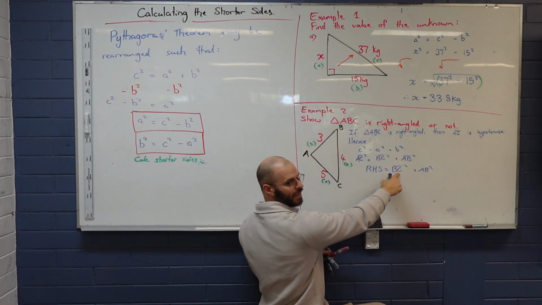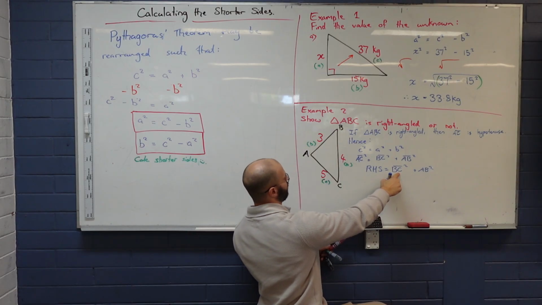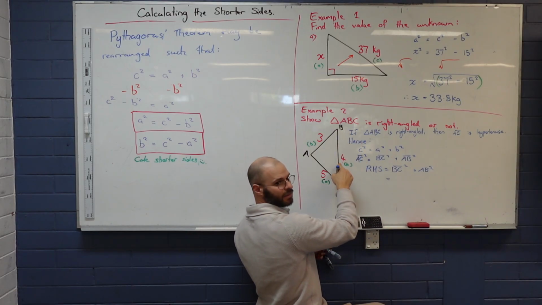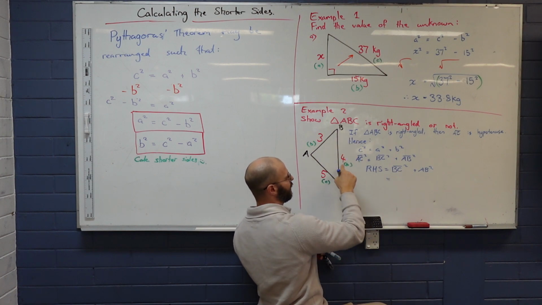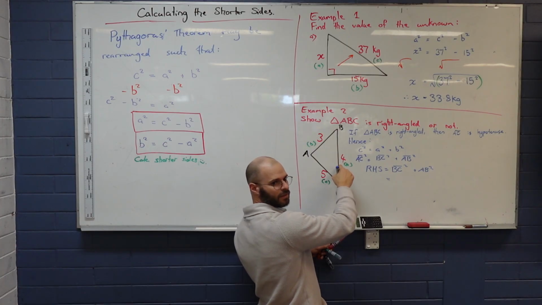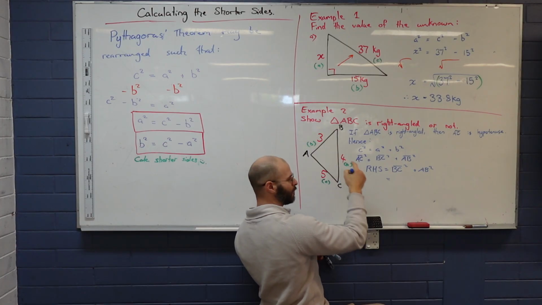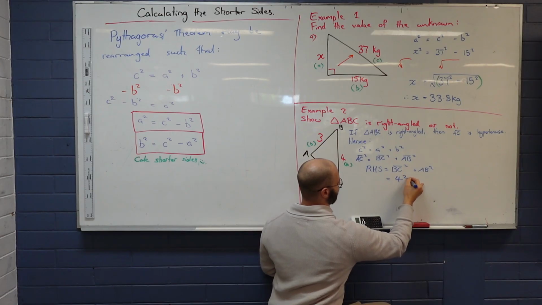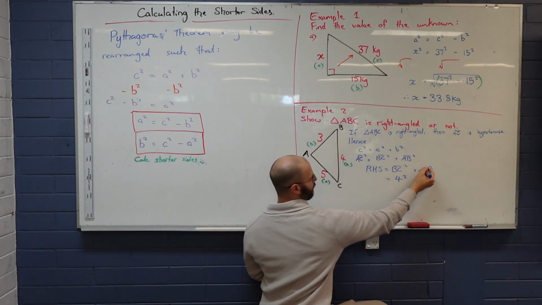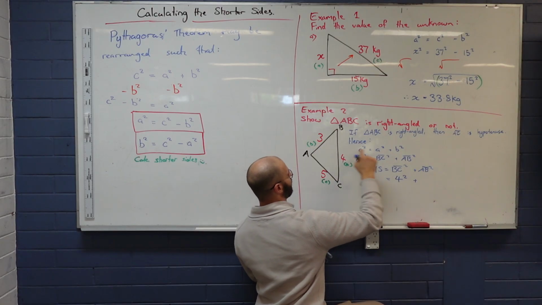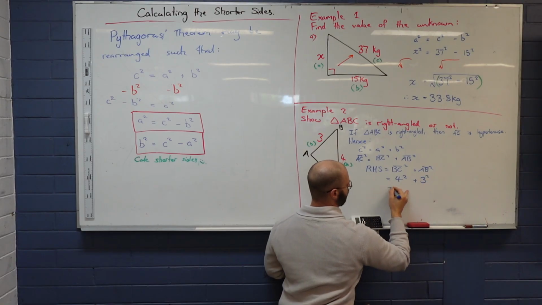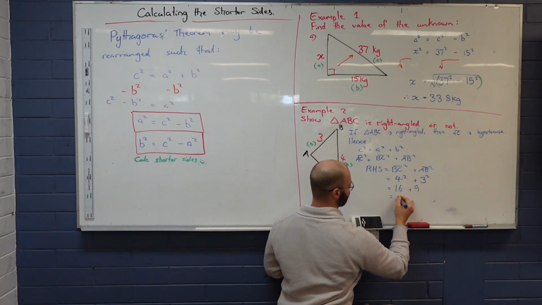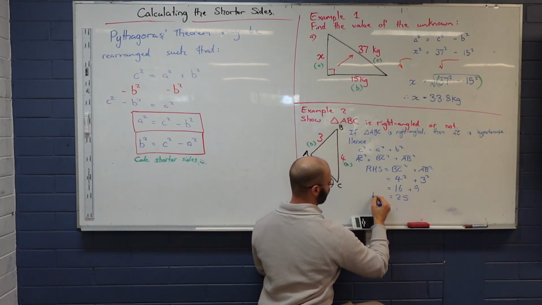What is the length of BC? BC, how long is BC? 4. And then how long is the side length AB? 3. 4 squared plus 3 squared is going to be 16 plus 9, which is 25. So that's our right hand side.